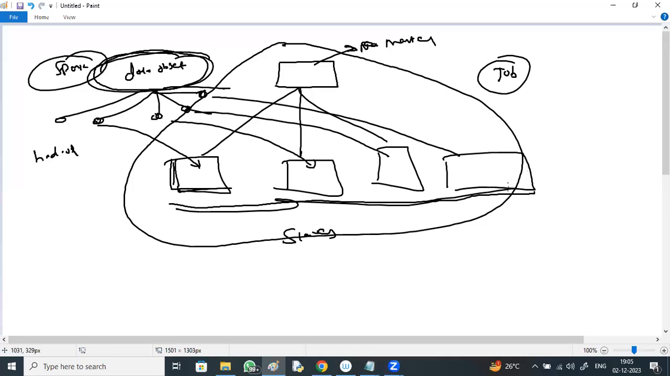In this way, it goes. And the final result will be stored, if you want to store it, in HDFS, the Hadoop distributed file system, right?